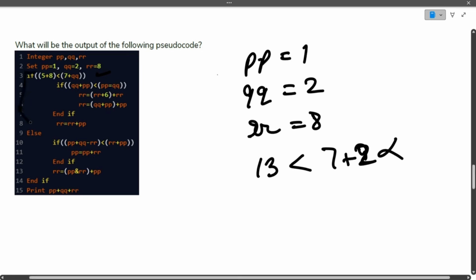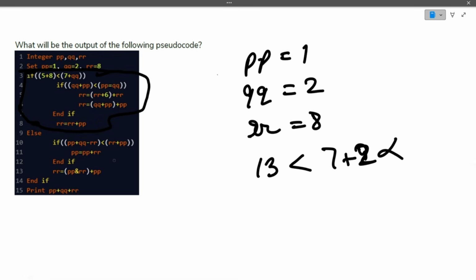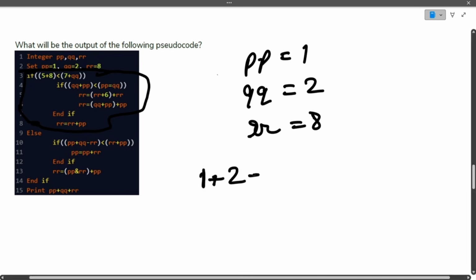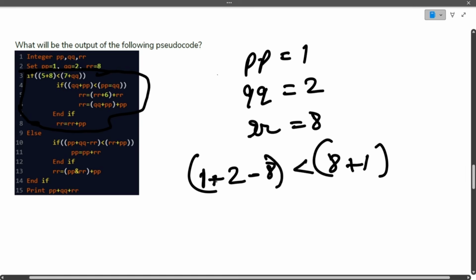So this entire if block will not run, because 5 plus 8 is not less than 7 plus qq. So this entire if block will not run. Else condition will run. So then again in that else condition also there is one if condition. So what is that if condition? So if condition is pp plus qq minus rr. So pp 1 plus qq 2 minus rr, that is 8. 1 plus 2 minus 8 is less than rr plus pp. Rr is 8 plus pp, that is 1. So 1 plus 2 is 3, 3 minus 8 is minus 5. So minus 5 is less than 9. So yes, this is true.